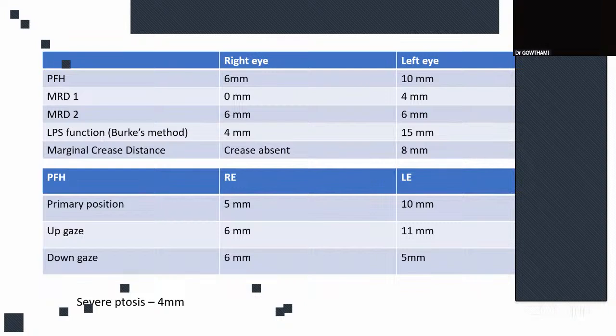In left eye, palpebral fissure height is 10 mm, MRD1 is 4 mm, MRD2 is 6 mm, LPS function is 15 mm, and marginal crease distance is 8 mm. And in left eye, in primary position, palpebral fissure height is 10 mm, in up gaze it is 11 mm, and down gaze 5 mm. With these measurements, I can say that there is severe ptosis of 4 mm in right eye.